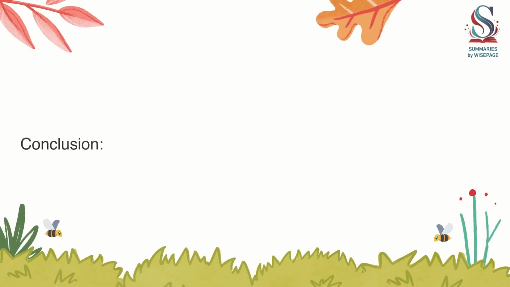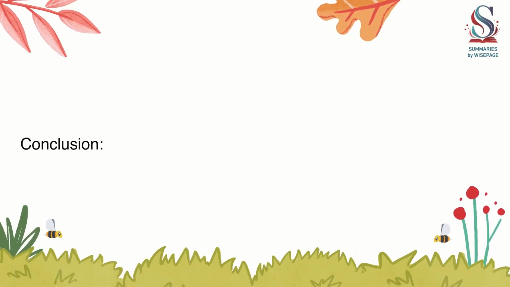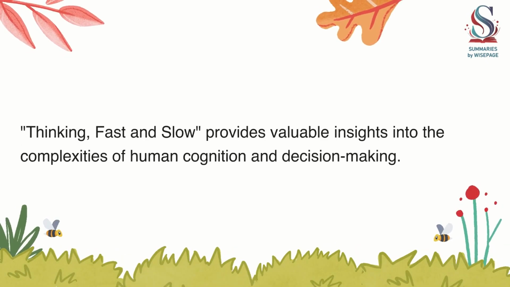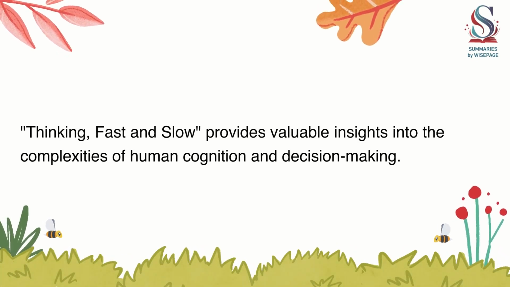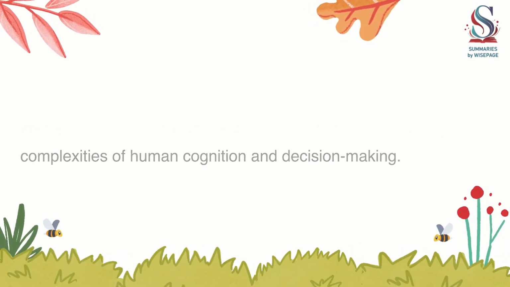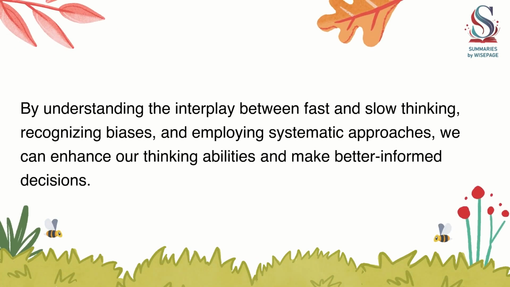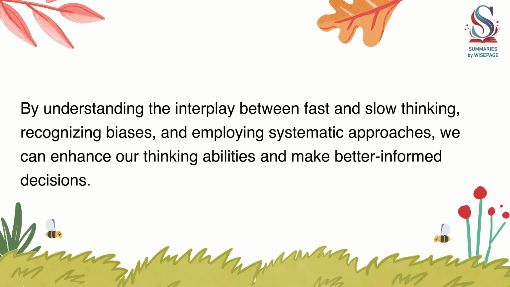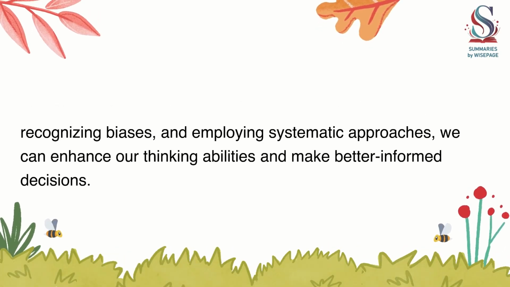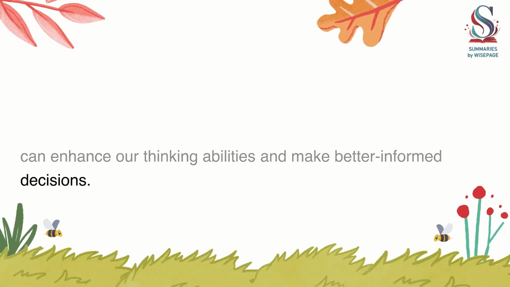Conclusion. Thinking, Fast and Slow provides valuable insights into the complexities of human cognition and decision-making. By understanding the interplay between fast and slow thinking, recognizing biases, and employing systematic approaches, we can enhance our thinking abilities and make better informed decisions.